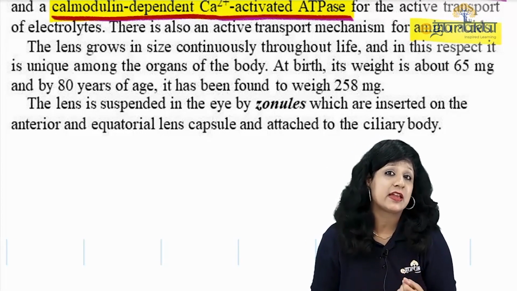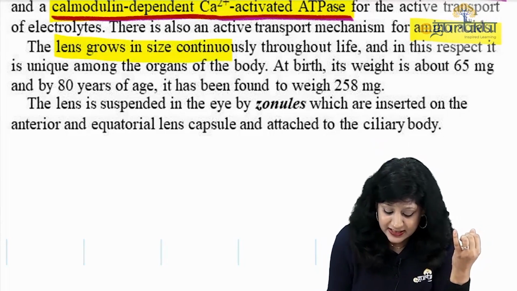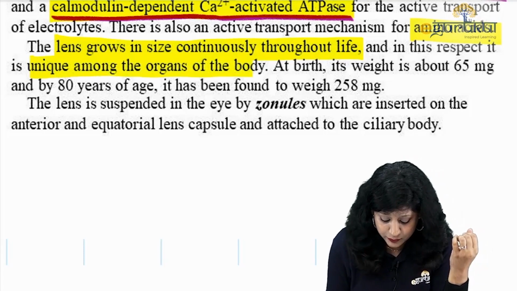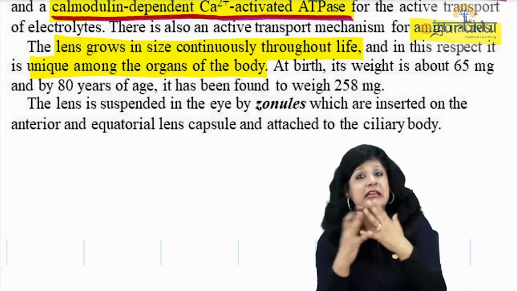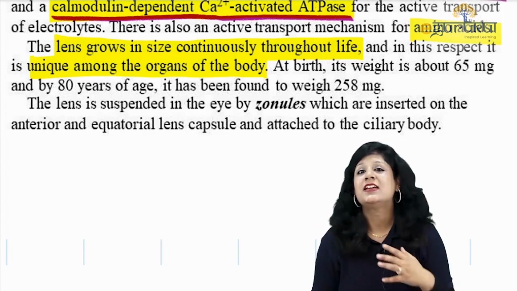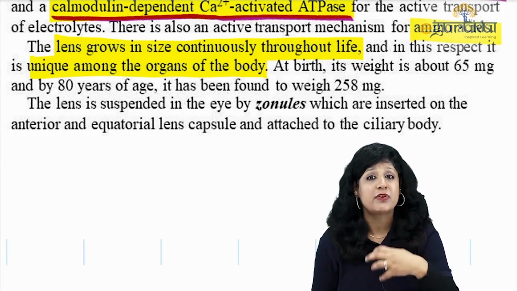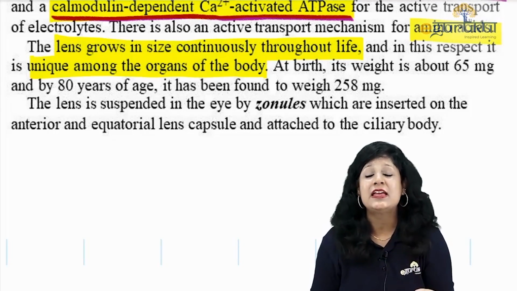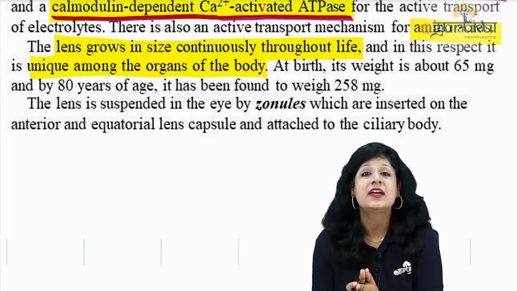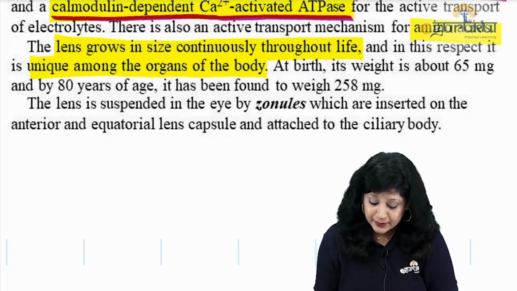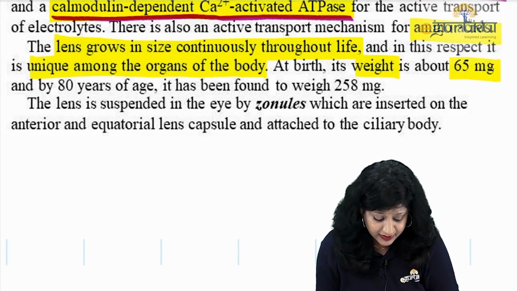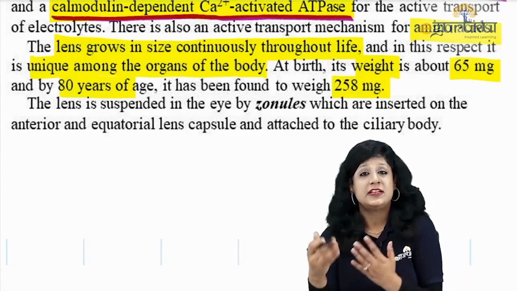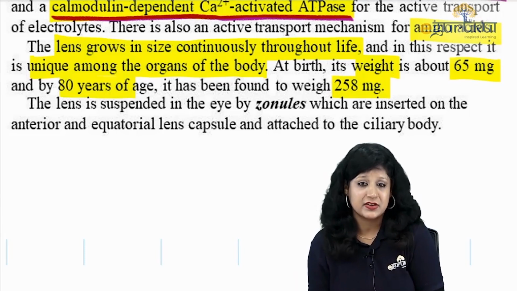Now another unique thing is that the lens grows in size continuously throughout life, and it is unique among the organs of the body. It continues to divide and grow throughout life, and that is the reason why it is so sensitive to radiations also. Okay, at birth the weight is 65 milligram, by 80 years of age the weight is 258. That also shows that it is actually growing, that is why the weight is increasing.